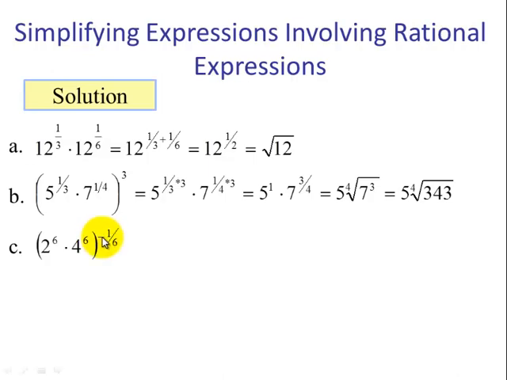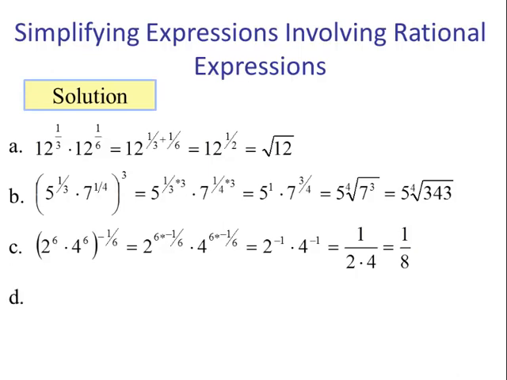For C, again, we have 2 different bases, and it's raised to the negative 1/6 power, so our first step is to multiply each power by negative 1/6. This gives us 2 to the negative 1 power and 4 to the negative 1 power. To make the exponents positive, the bases in the numerator will be sent to the denominator, so we have 1/2 times 1/4, and that's equal to 1/8.